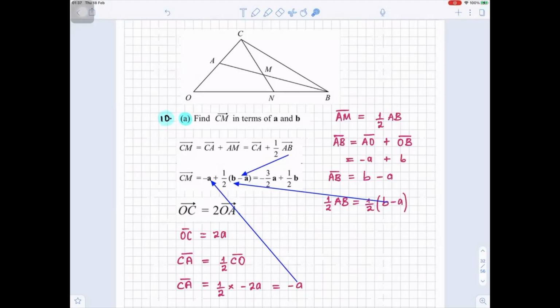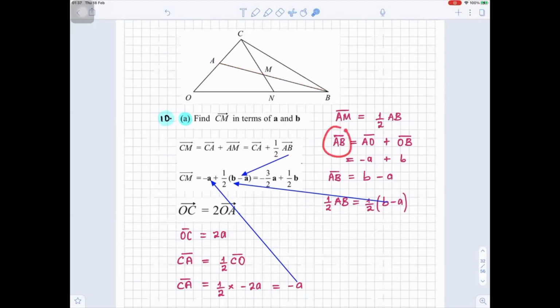OC is 2OA, so OC is 2 times A. So CA is half of CO. So CA is half times minus 2A, which is minus A. So that's why we know CA is minus A, and we know AM is equal to half of AB.